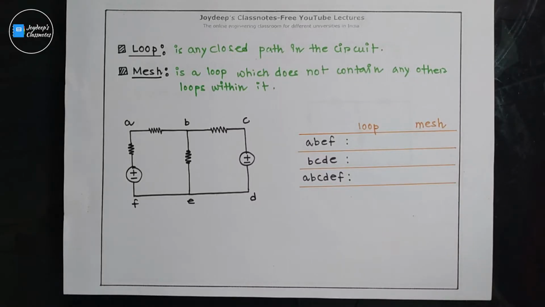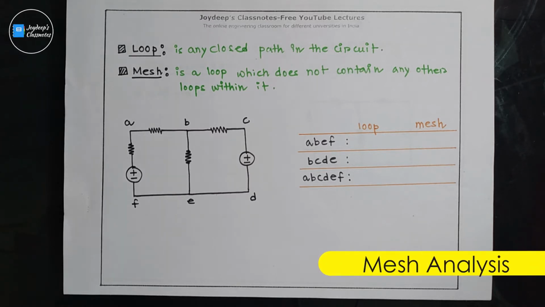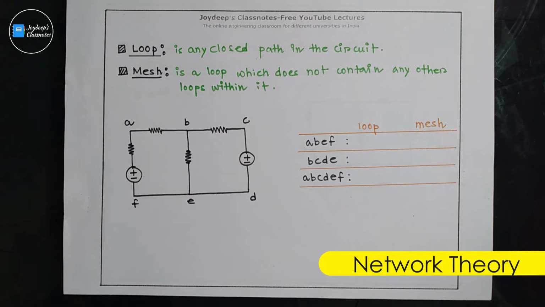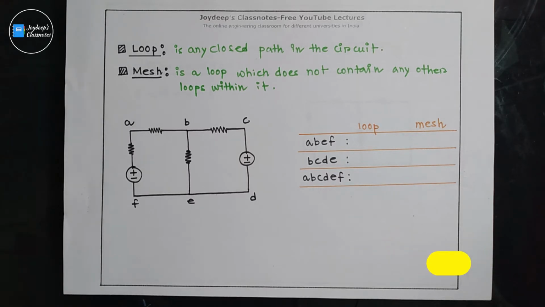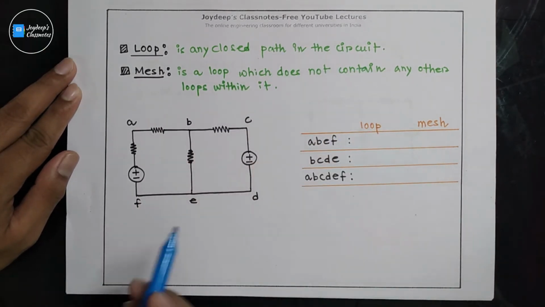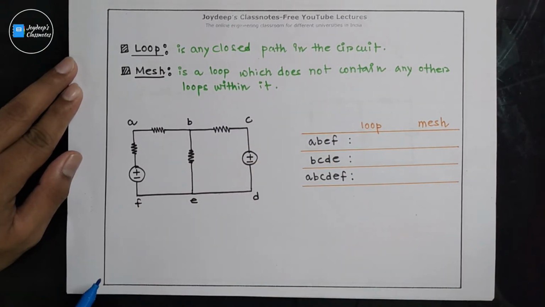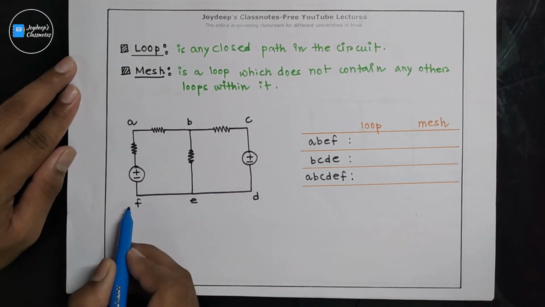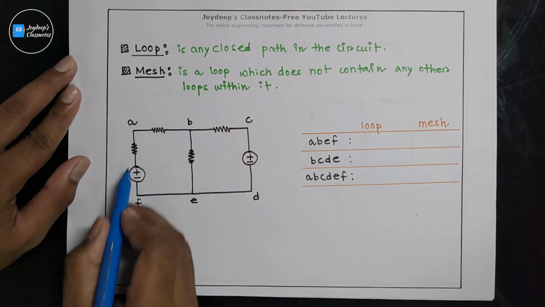As we already know, today's topic is mesh analysis. To learn mesh analysis, the very basic thing that we need to learn is what is a mesh. And when we want to learn what is a mesh, we need to learn what is a loop. So starting with loop, the definition of a loop is any closed path in the circuit. Let's take this circuit for example. In this circuit, A, B, E, F is a closed path.